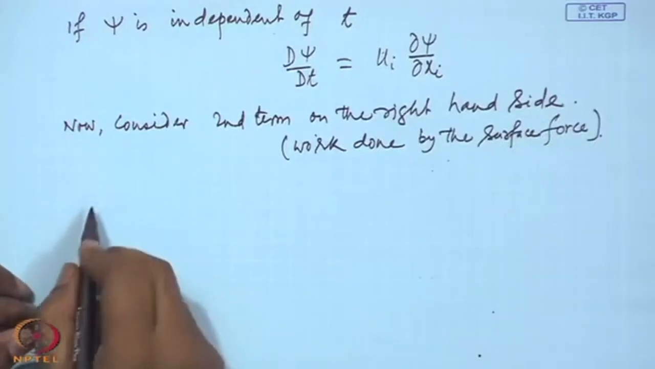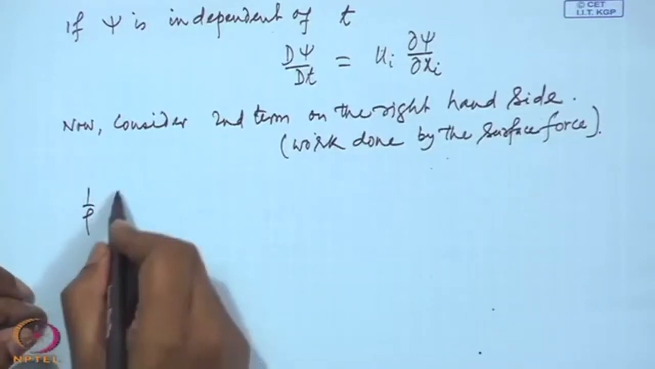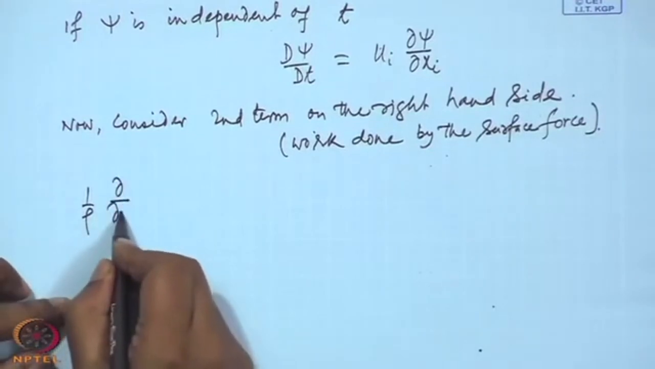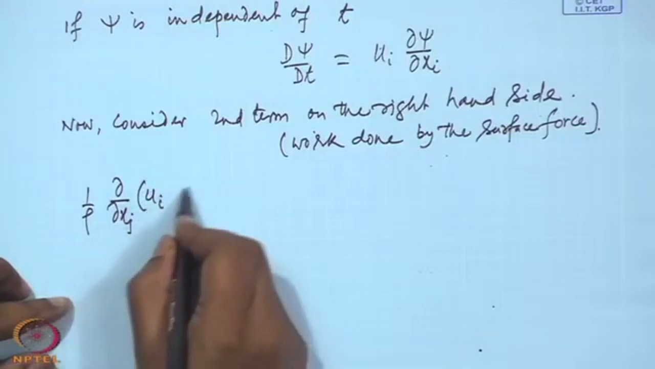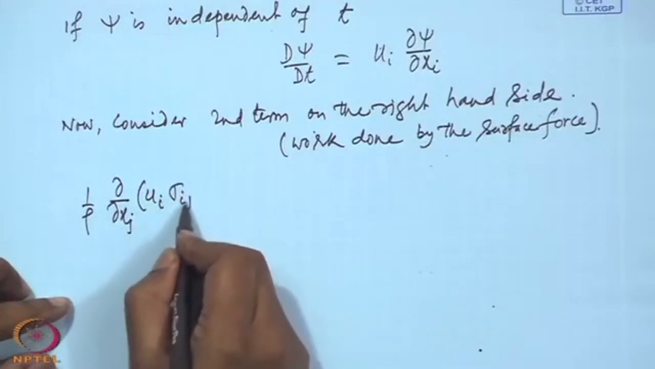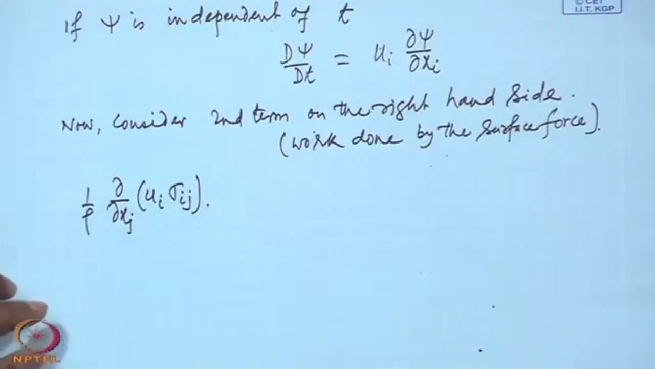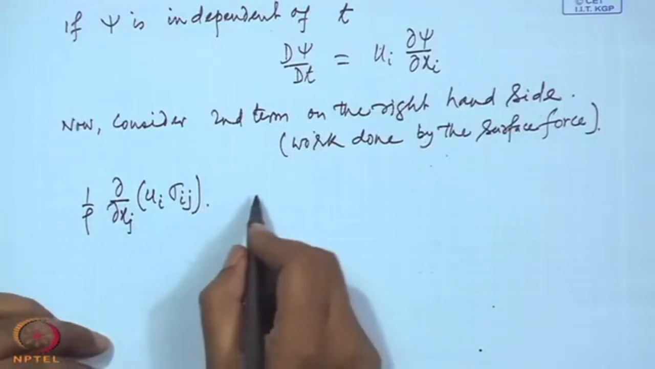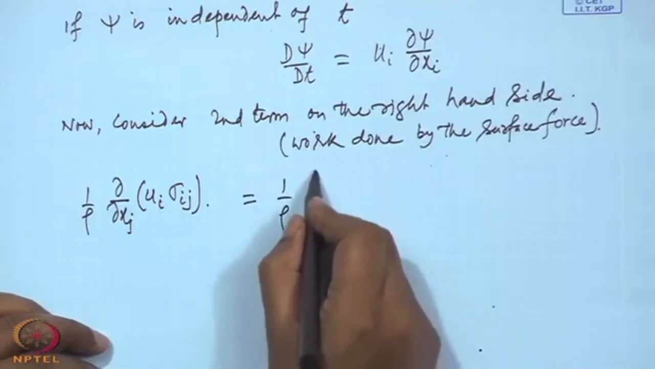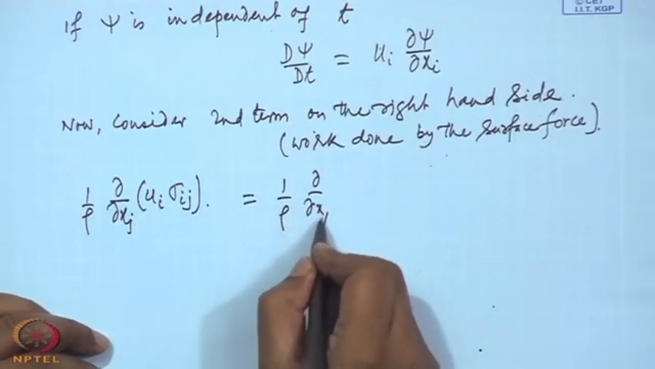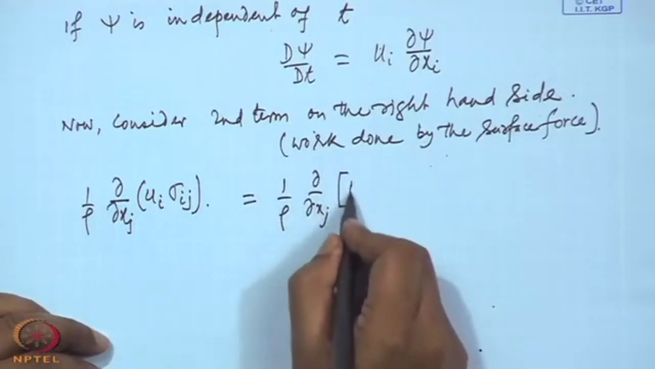The term is 1 by rho d d x j of u I sigma I j. Now, write what is sigma I j. 1 by rho d d x j of u I.